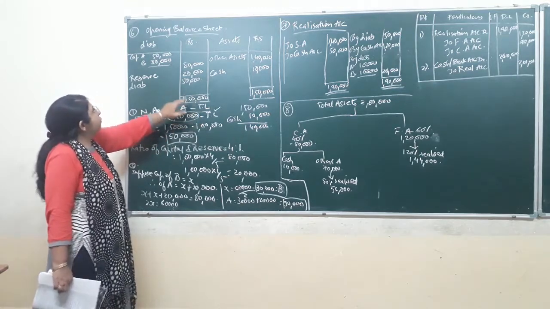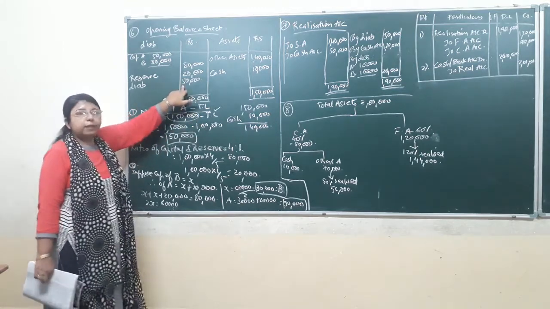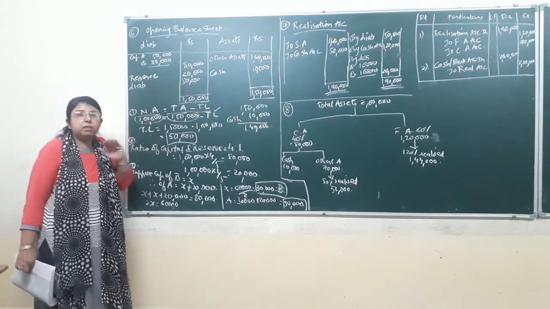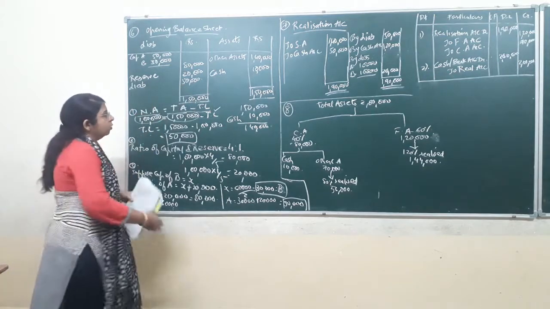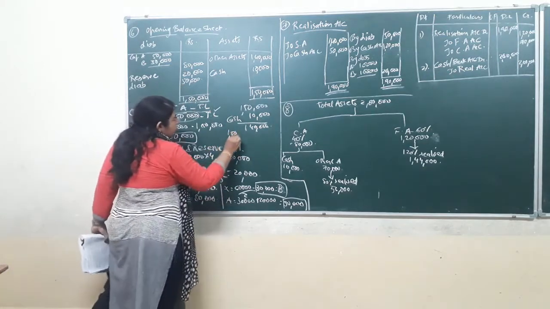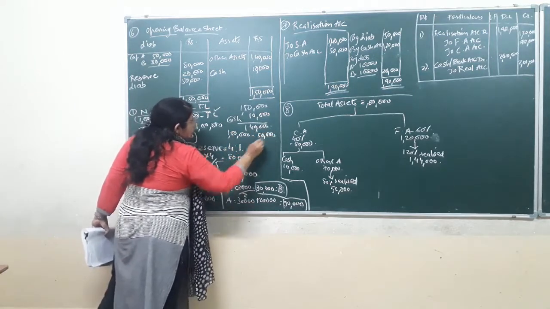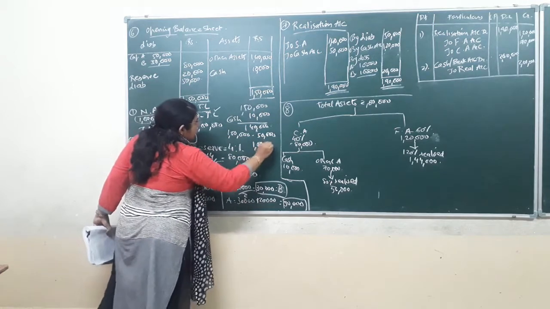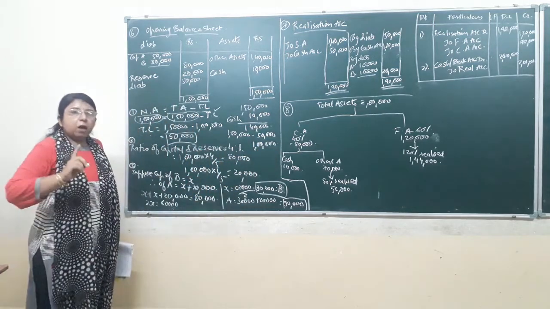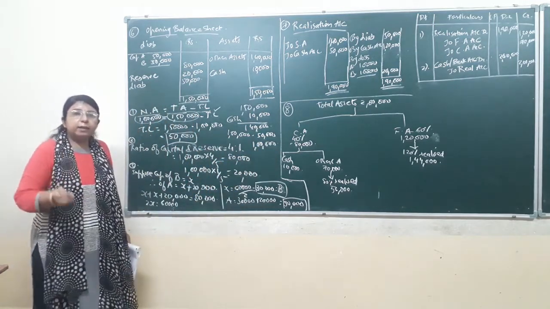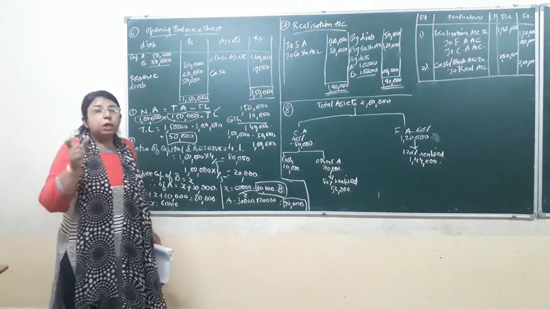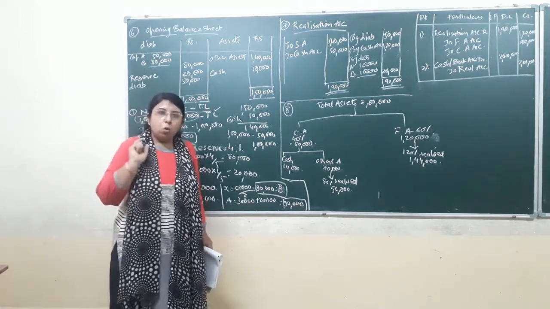Now from 1,50,000 I will subtract liability, that is 50,000. So the remaining balance would be 1 lakh. From the total of 1,50,000 I subtract the liability of 50,000, so the remaining value comes to 1 lakh. Now that 1 lakh is divided between capital and reserve in the ratio of 4:1.